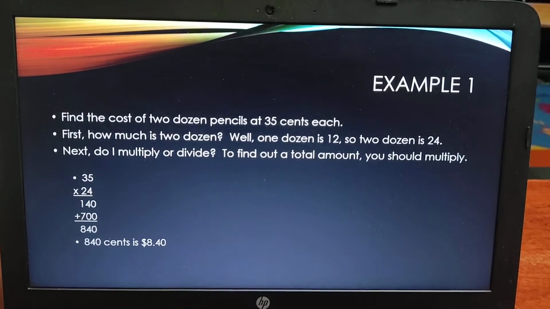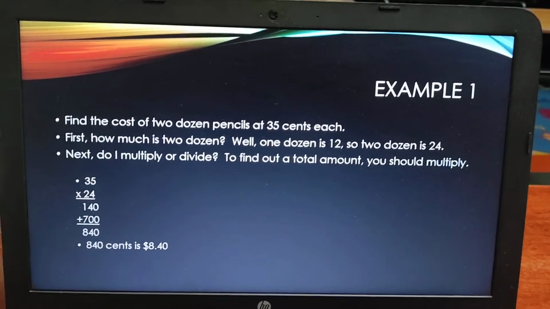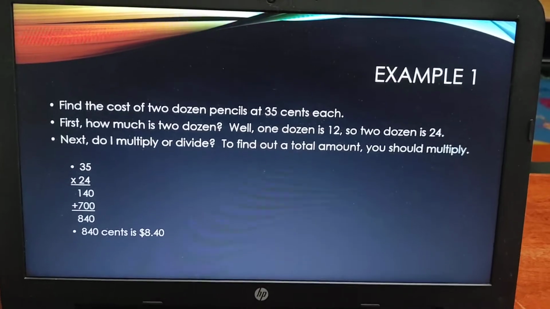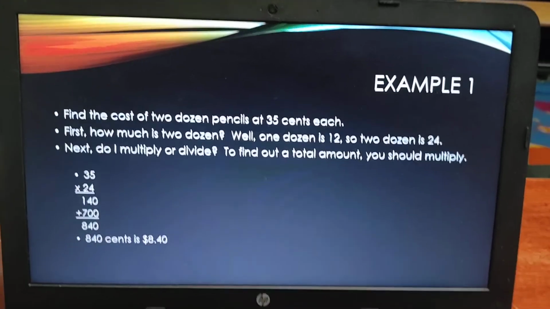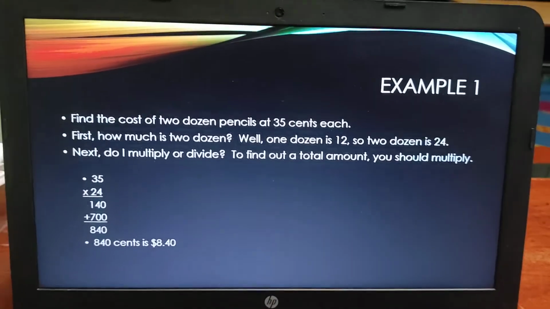35 times 4 is 140. And 35 times 20 is 700. I add those two numbers together, I get 840 cents, which should be rewritten as $8.40.